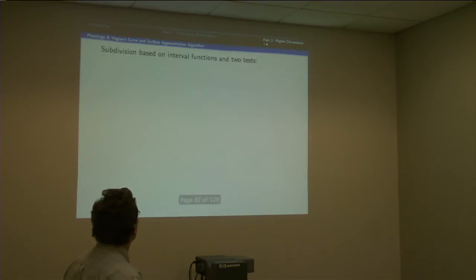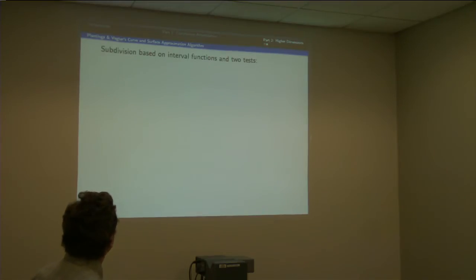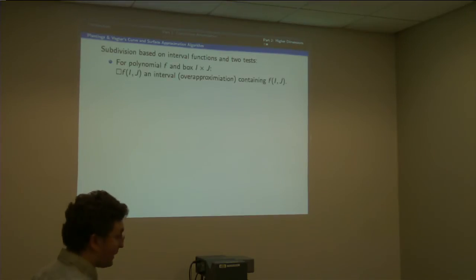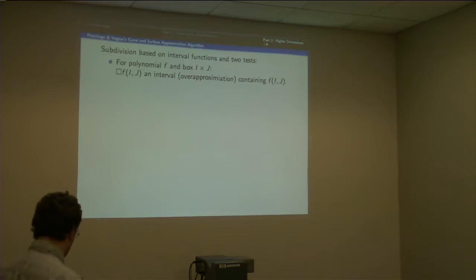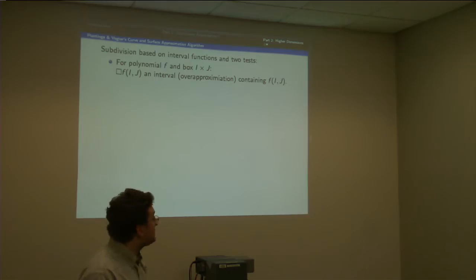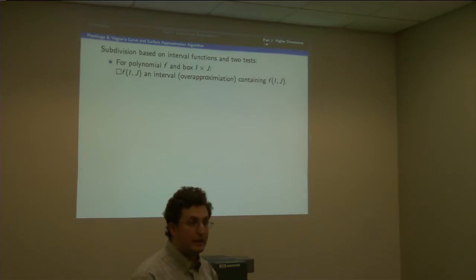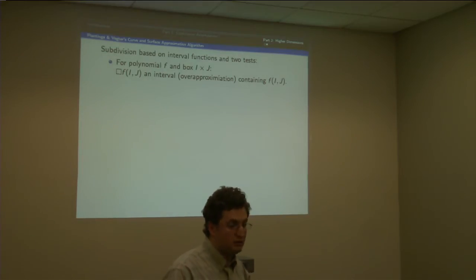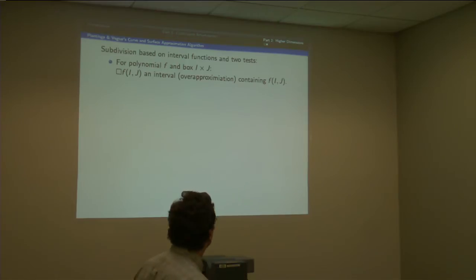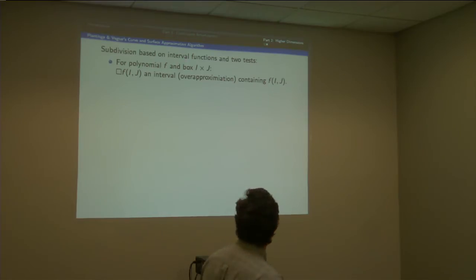Okay. So the specific algorithm, I'm going to go through some of the details on it. So this is going to be a little more technical. So I'm going to have a bivariate polynomial, and my box is going to be I cross J. And if I write box of a function, that means it's an interval over approximation, something like a centered interval form. Something that's bigger, that's easier to compute, but contains the image.